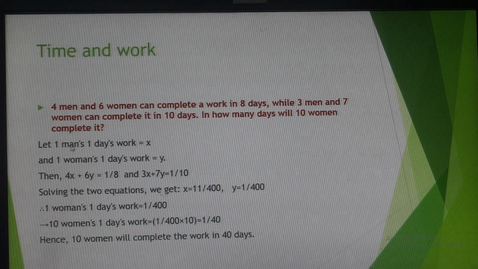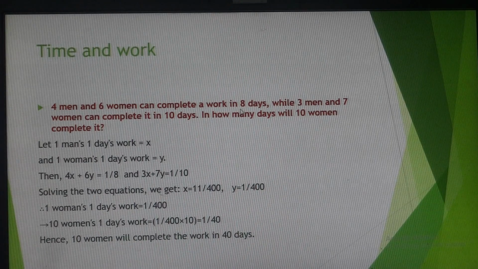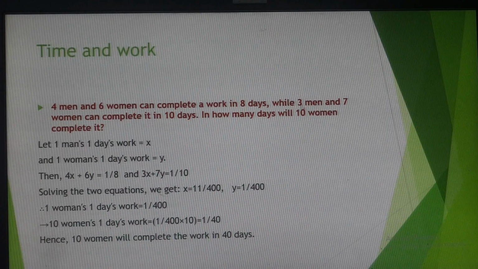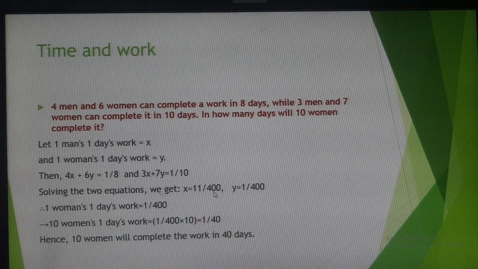So here we are considering one man's 1 day work will be x and one woman's 1 day work will be y. In the first, 4 men and 6 women complete it in 8 days, so we multiply x by 4 and y by 6 to complete the work in 8 days. That's 4x plus 6y equal to 1 by 8. 3 men and 7 women in 10 days, 3x plus 7y equal to 1 by 10. Solving these two equations, we get x equal to 11 by 400 and y is equal to 1 by 400.